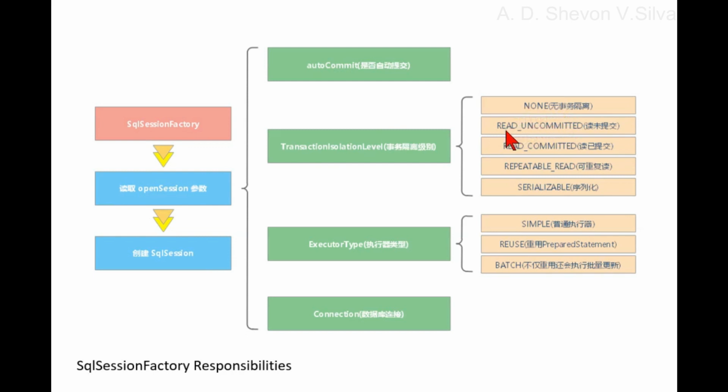Here none, read uncommitted, read committed, repeatable read, and serializable are connected to transaction isolation level. Here simple, reuse, and batch are connected to executor type. Here auto commit, transaction isolation level, executor type, and connection are connected to openSession.